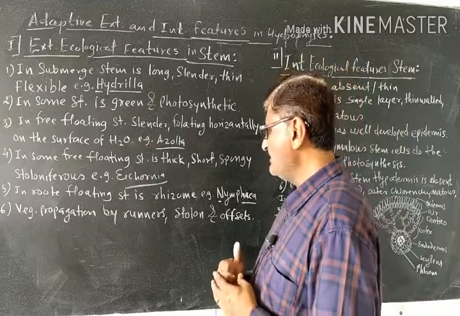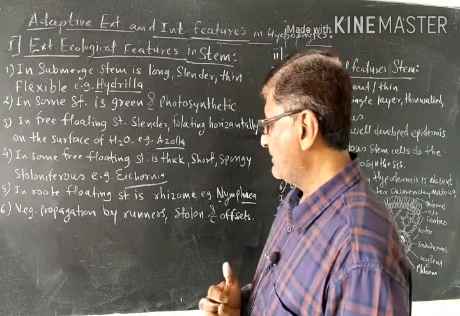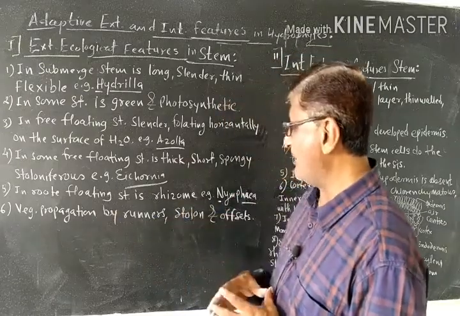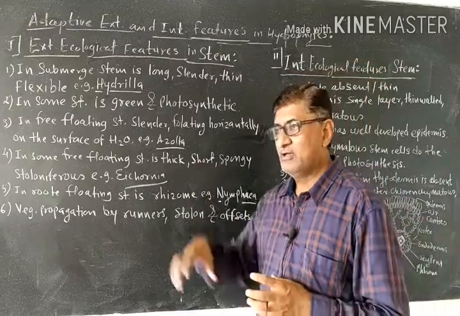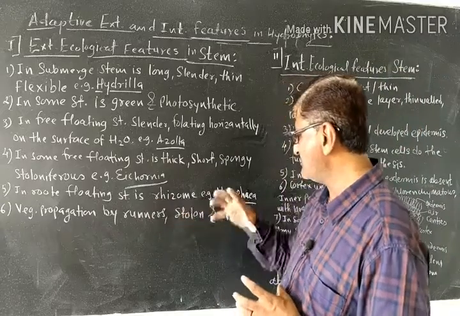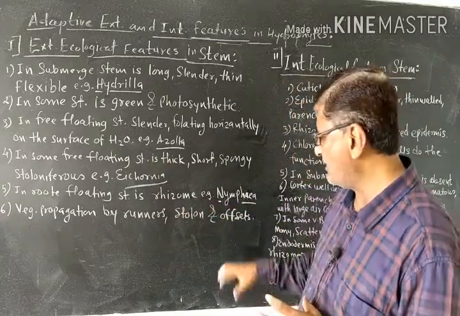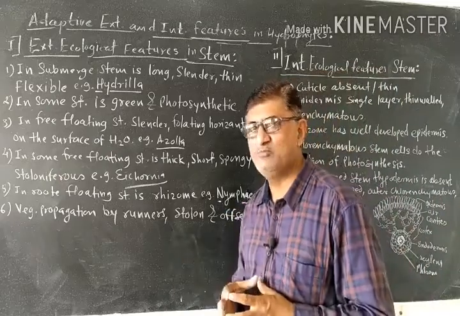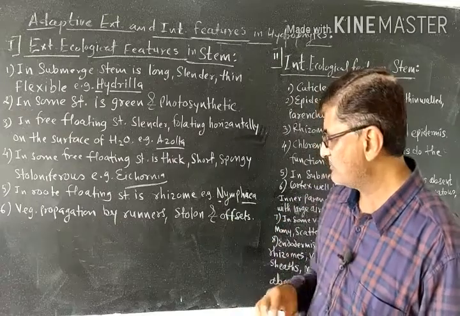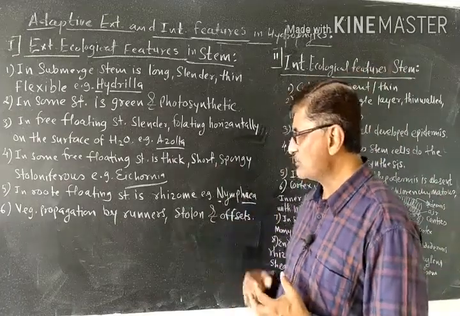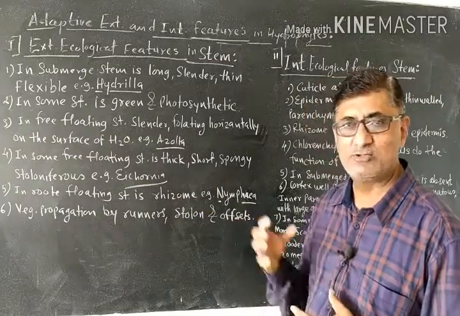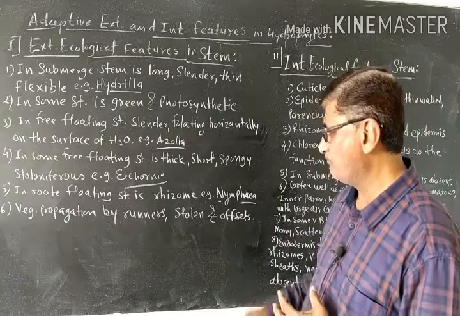In some hydrophytes, in the case of rooted floating hydrophytes, you will see the stem is rhizomatous and becomes very strong. For example, in the Nymphaea plant, the stem remains under water and is reduced, and adventitious roots are given out that anchor it to the substratum of the soil.